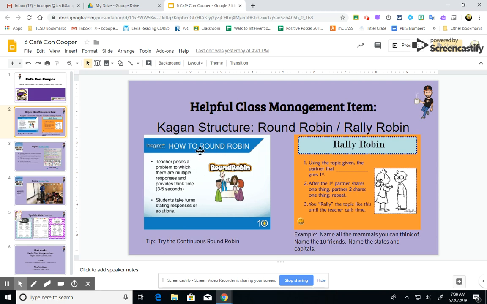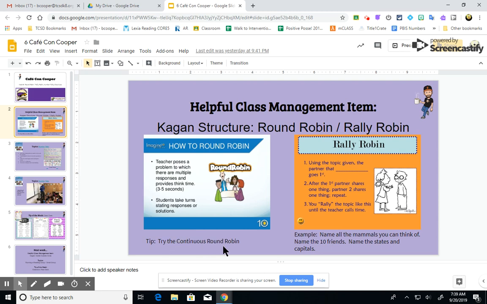Two I'm going to talk about are round robin and rally robin. So in a round robin, the teacher poses a problem that has multiple responses and then provides some think time, 3 to 5 seconds. And the students are going to take turns stating their responses to the solutions, and they're just going to go around one time. So I'll start with this guy and then go to her and then go to her and then go to him and back to him, and then we're done.